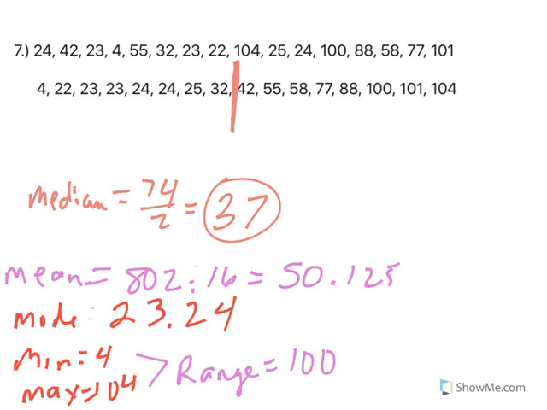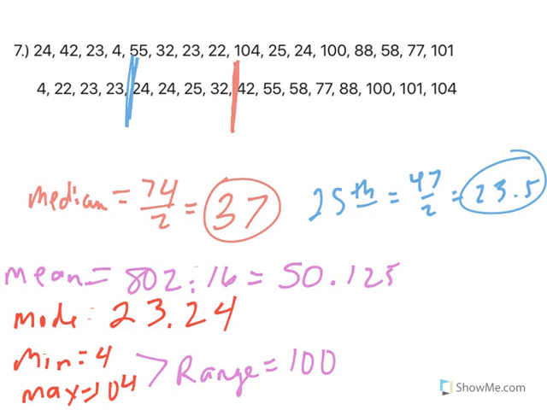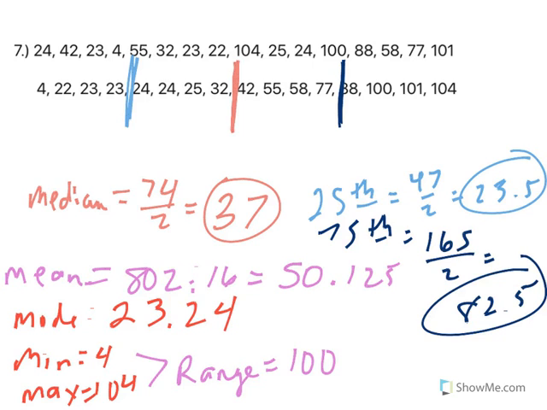Okay, so now to find my 25th percentile, I've got to find the median of my front scores. Well, that's between 23 and 24. So for 25th, 23 plus 24 is 47, divide by 2, and I get 23.5. To find my 75th, it's going to lie between 77 and 88, which gives me 165 divided by 2, which is 82.5. Now you can see 4 numbers, 4 numbers, 4 numbers, 4 numbers.